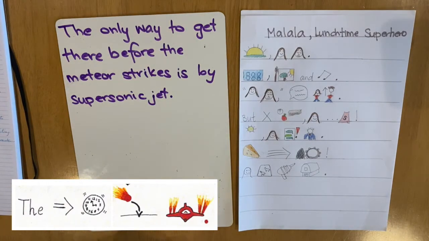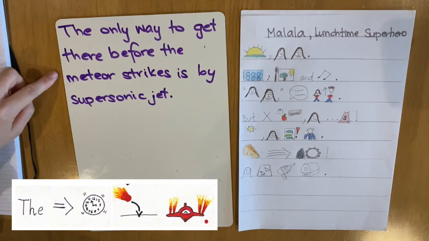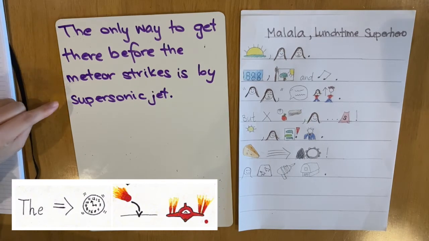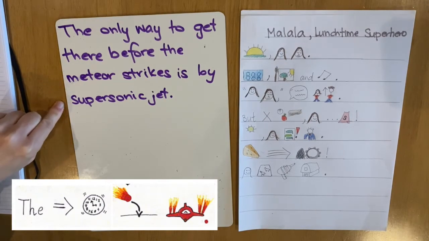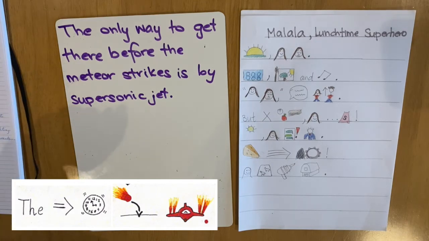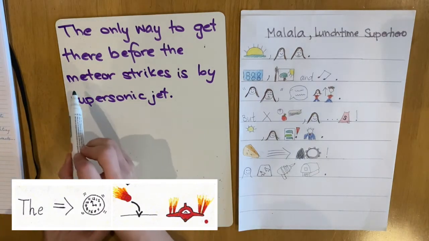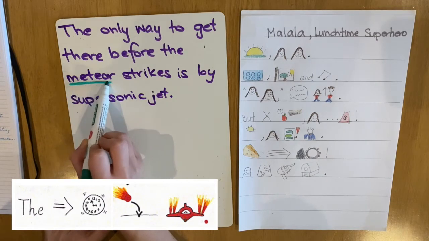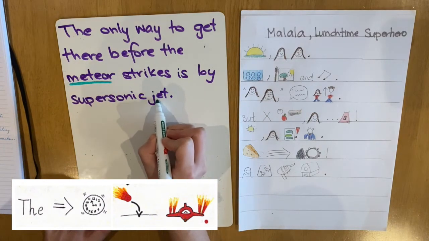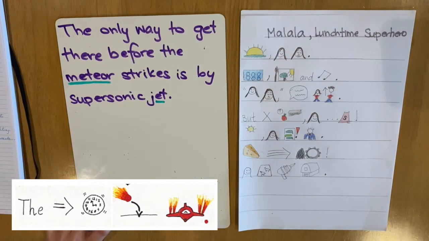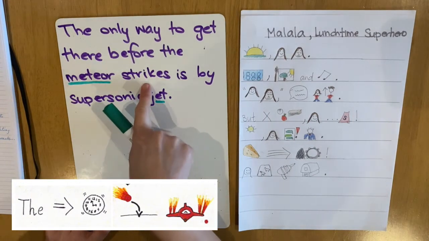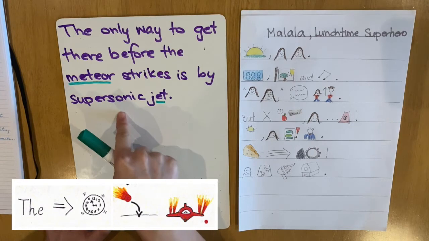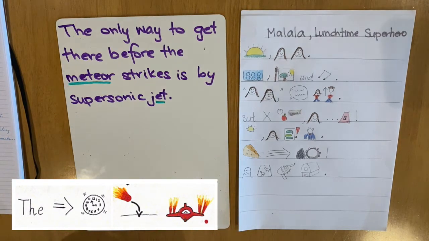This is our next sentence. The only way to get there before the meteor strikes is by supersonic jet. For my story, I have to change this bit, before the meteor strikes, the meteor bit, and I'm going to change how she gets there. I really like the word strikes and I really like the word supersonic. I'm going to keep those words in my own story, and I think you should do the same.